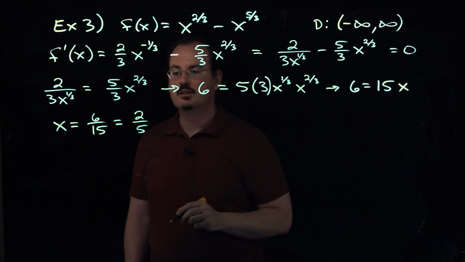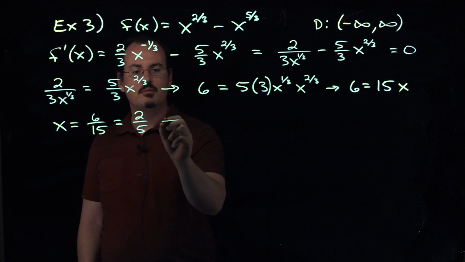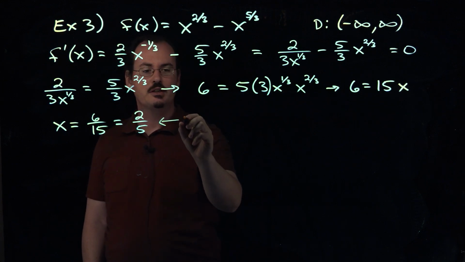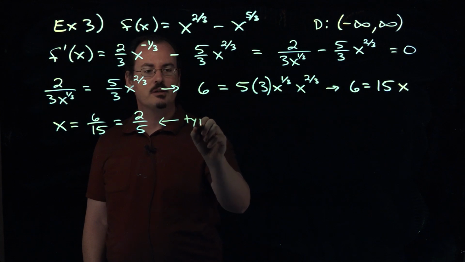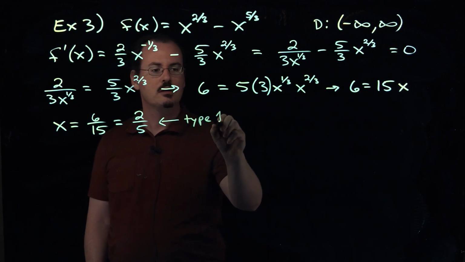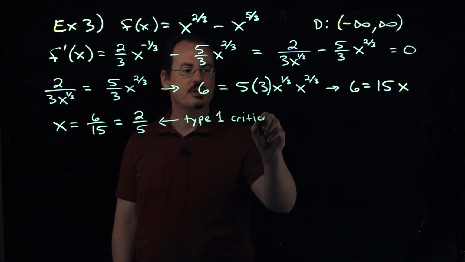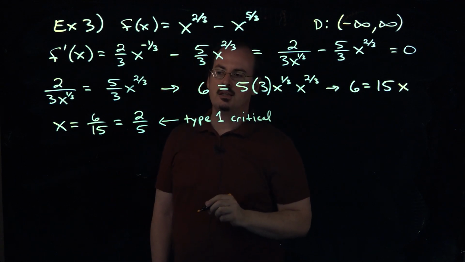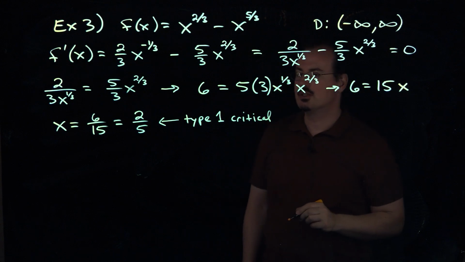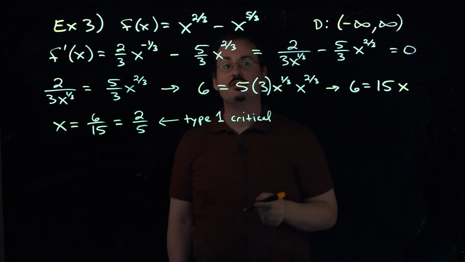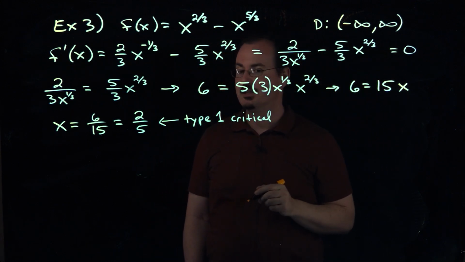Now on this particular function here, I'm going to call this the type 1 critical number. I don't know if the book separates these by types or not, but really what I call the type 1 critical number is the type where the derivative is equal to 0, and that's what we just solved for here.